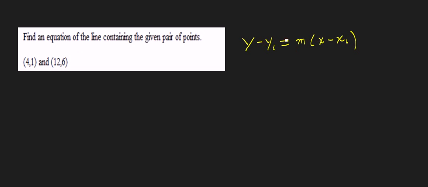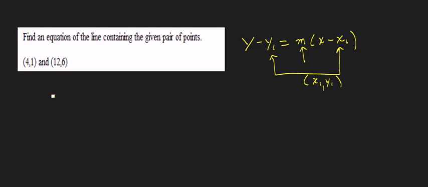Well, to use this to find the equation of a line, what we need is the slope of the line, that's the m, and we need a known point on the line, which we call x1, y1. Alright, so how do we go about using this y minus y1 equals m times x minus x1? Like I said, we need the slope.